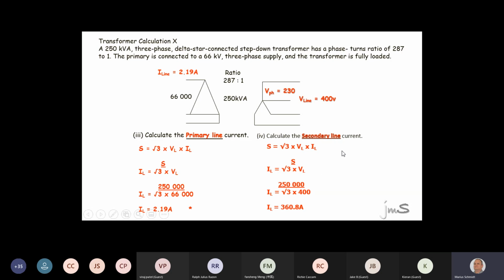But if you want to use IS over IP equals NP over NS, then remember, when you use the I values, you cannot use that. You must divide it by root 3. You must know the coil current, because it's one coil current versus the other coil current. Do me a favor. Take 360 divided by 287. 1.25. Okay, 1.25. Multiply that with root 3.